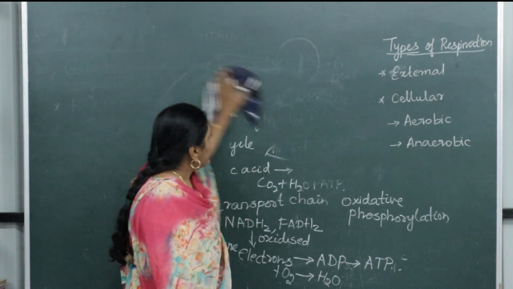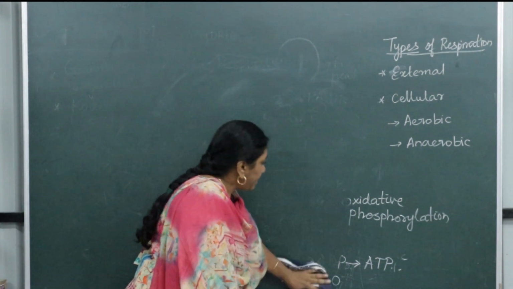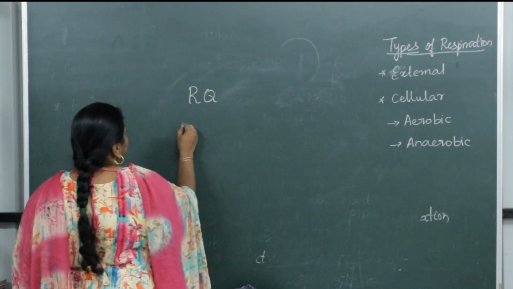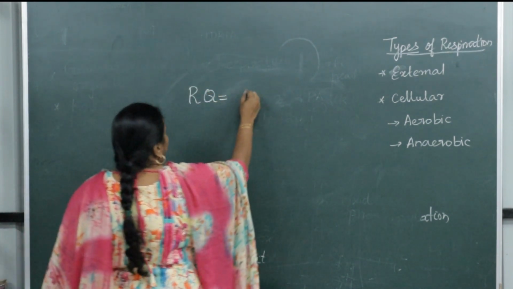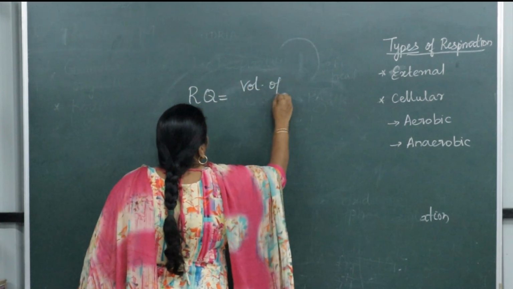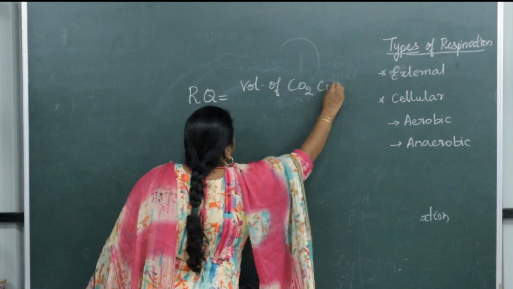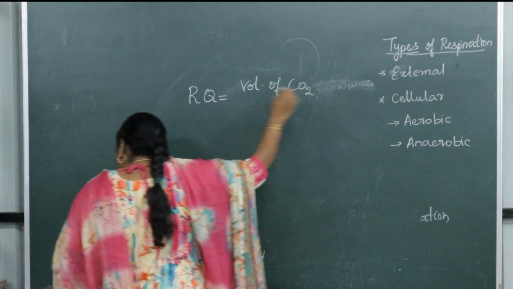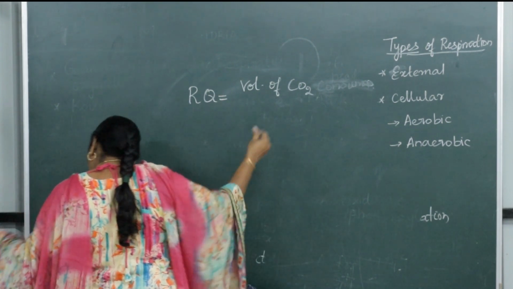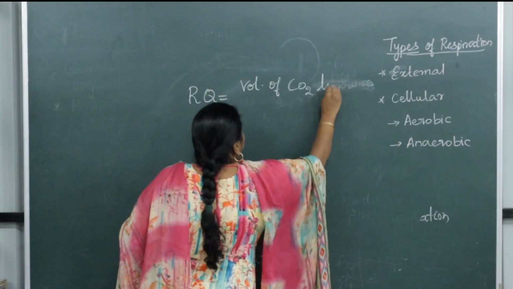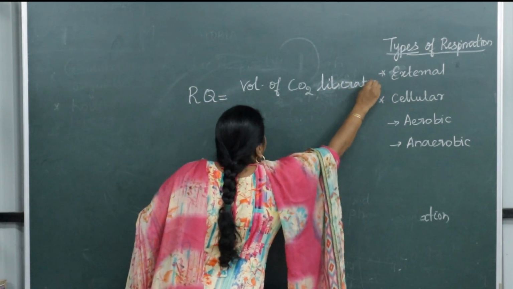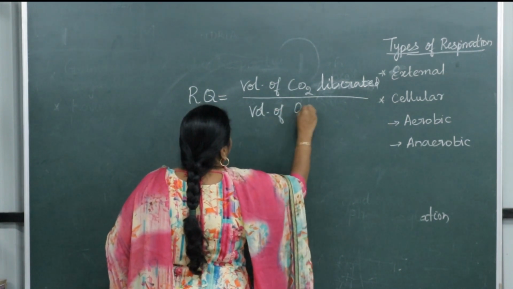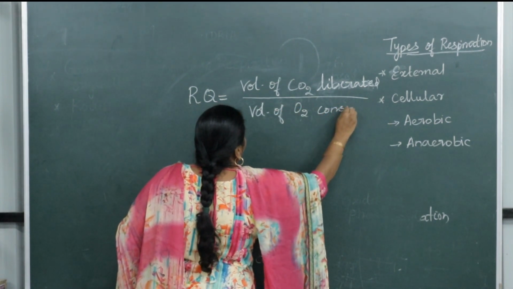Next, the last part of this lesson is the respiratory quotient. What is the respiratory quotient? RQ is a value. RQ is equal to the ratio of the volume of carbon dioxide liberated, the carbon dioxide we release outside, by the volume of oxygen consumed. So this is a ratio, a value.